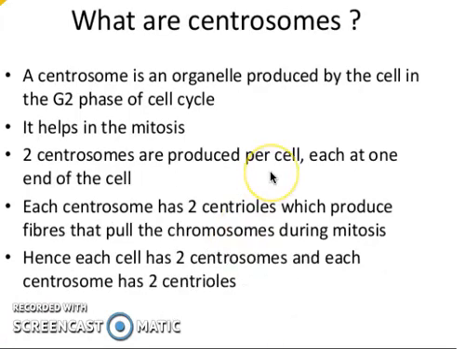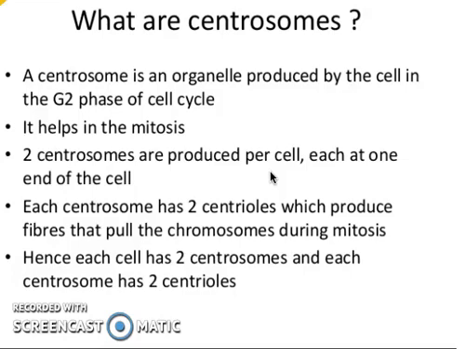Then what are centrosomes? These are certain structures which we earlier discussed when we were discussing cell organelles in chapter 4, that there are certain cell organelles which are responsible for different specific functions, and we talked about the centrosomes there. A centrosome is an organelle produced by the cell in the G2 phase of the cell cycle, and it helps in mitosis.